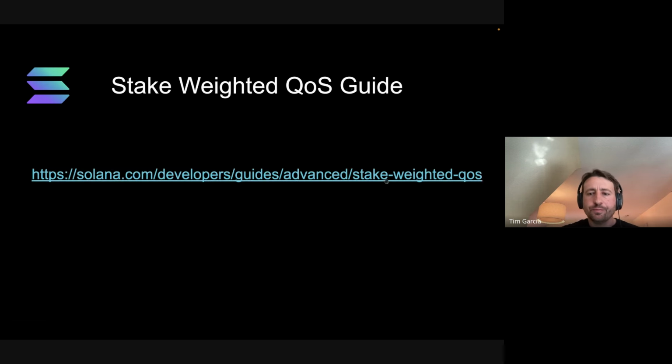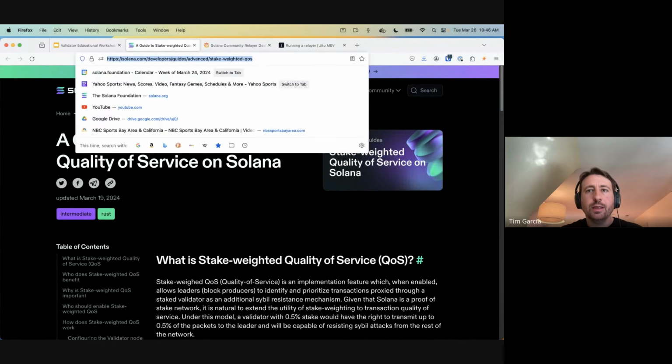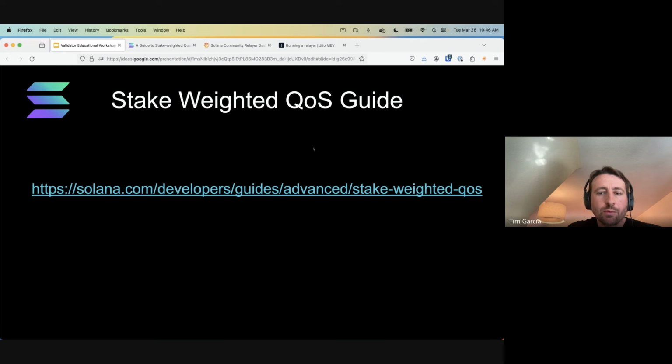All right. The DevRel team put out a guide here that I'll put in the chat. It goes over conceptually what stake-weighted QoS is and talks about a couple of these flags. So definitely worth a read to check out.